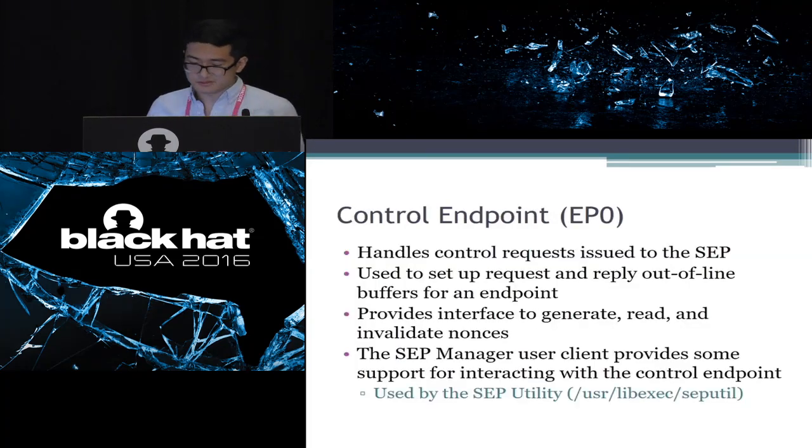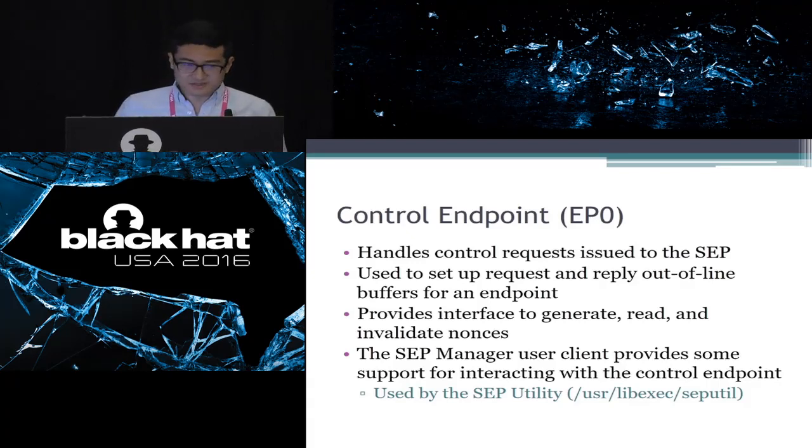So the control endpoint, as I said, handles control requests issued to the SEP, and it's used to set up request and reply out-of-line buffers, which I will talk about in the next slide. It also has some other functionality, like generating, reading, and validating nonces. And you can also mess with it using SEPUtil, which is included on production devices. So if you have a jailbroken phone, you can play with the control endpoint.